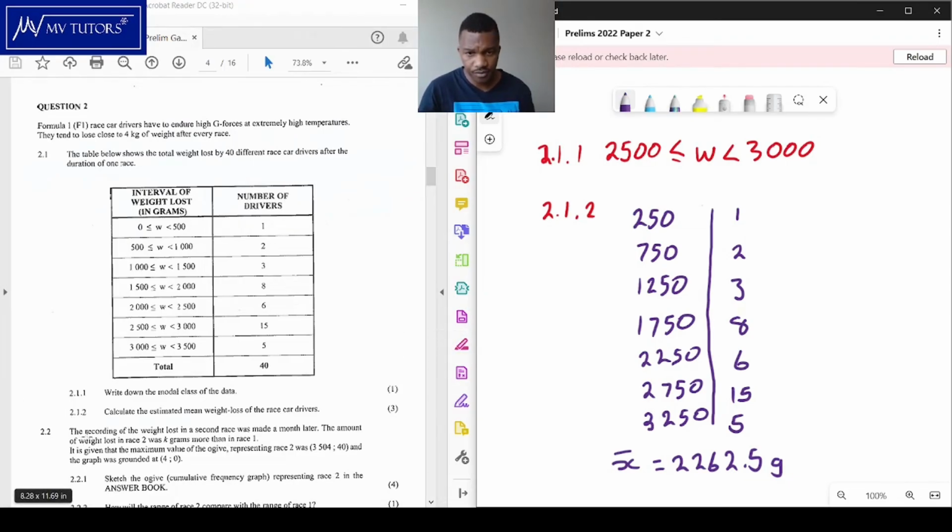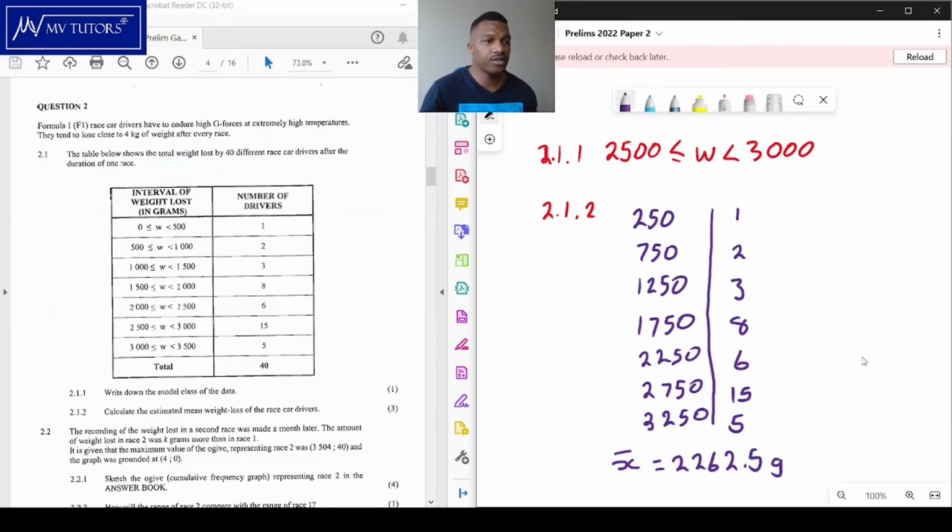Next question is the recording of the weight loss in a second race was made a month later. The amount of weight loss in race 2 was k grams more than in race 1. Okay, so they lost more than 4. It is given that the maximum value of the ogive representing race 2 was that, and the graph was grounded at 4 and that. Okay, sketch the ogive cumulative frequency graph representing race 2 in the answer book.